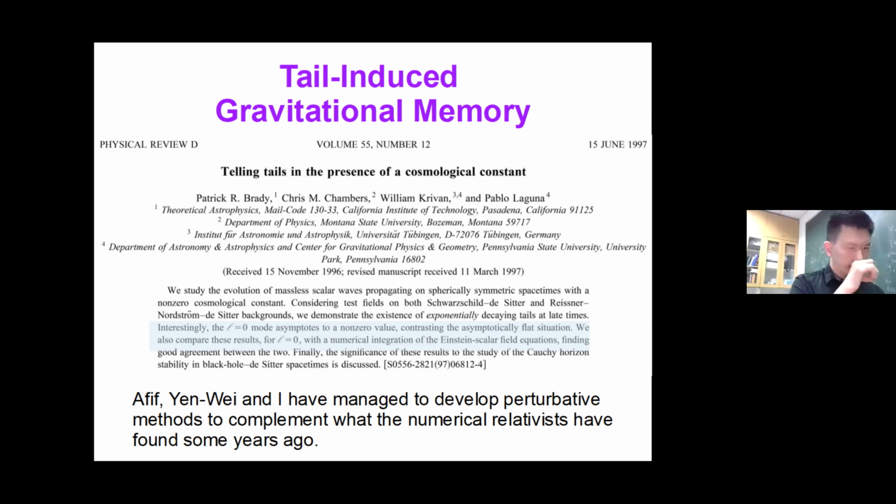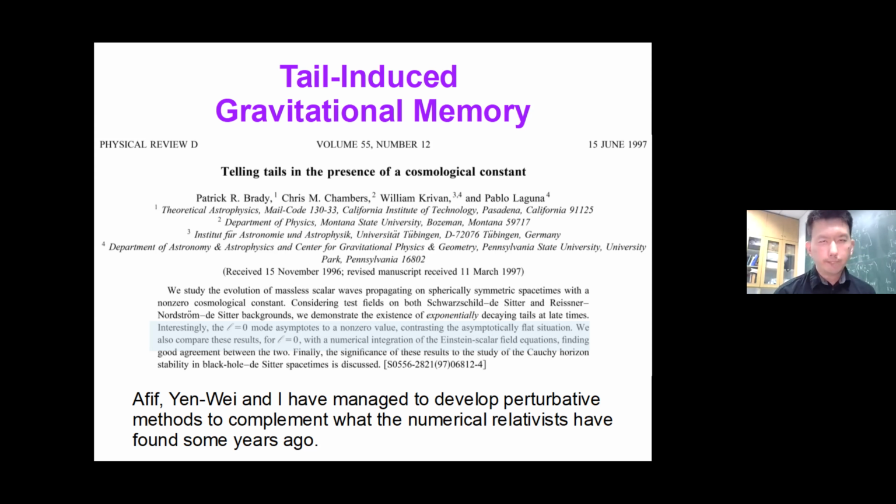Or scalar memory, actually, in this case. What they did was to take the same scalar field that I'm talking about, but evolve it in an exact Schwarzschild or Reissner-Nordström de Sitter background. And what they found was that the monopole moment of the field, which is exactly this space-time constant DC shift that I'm discussing here, in fact, remains non-zero in the late time limit.